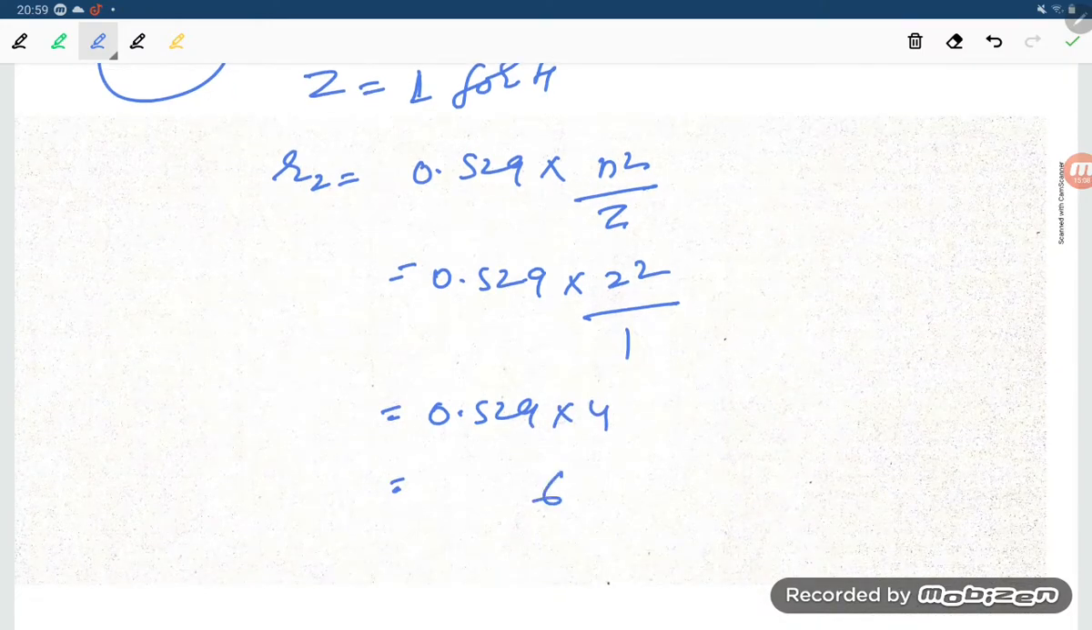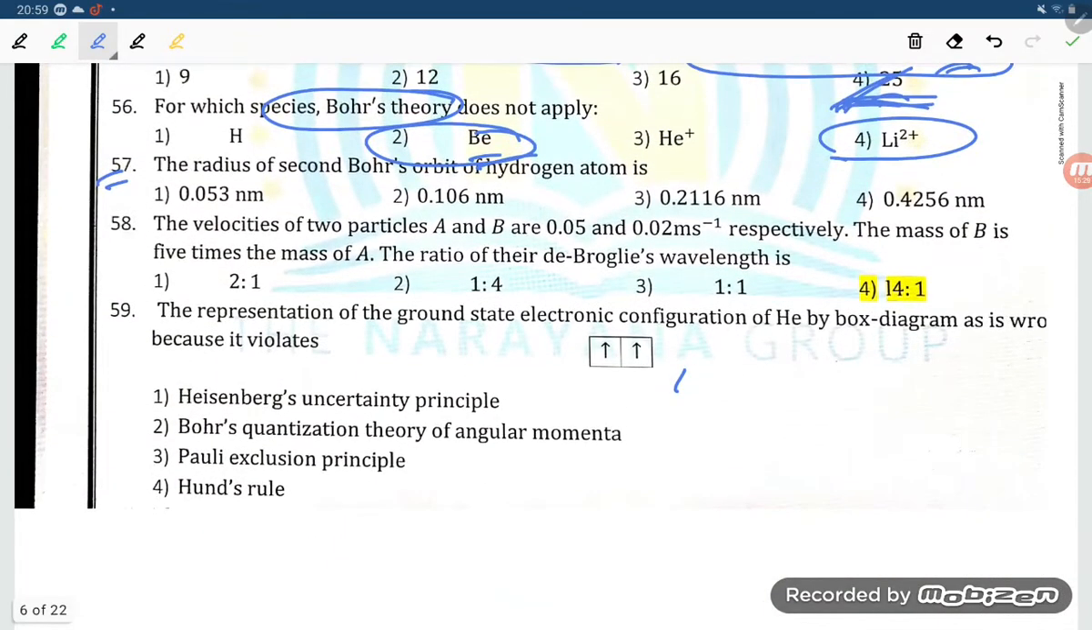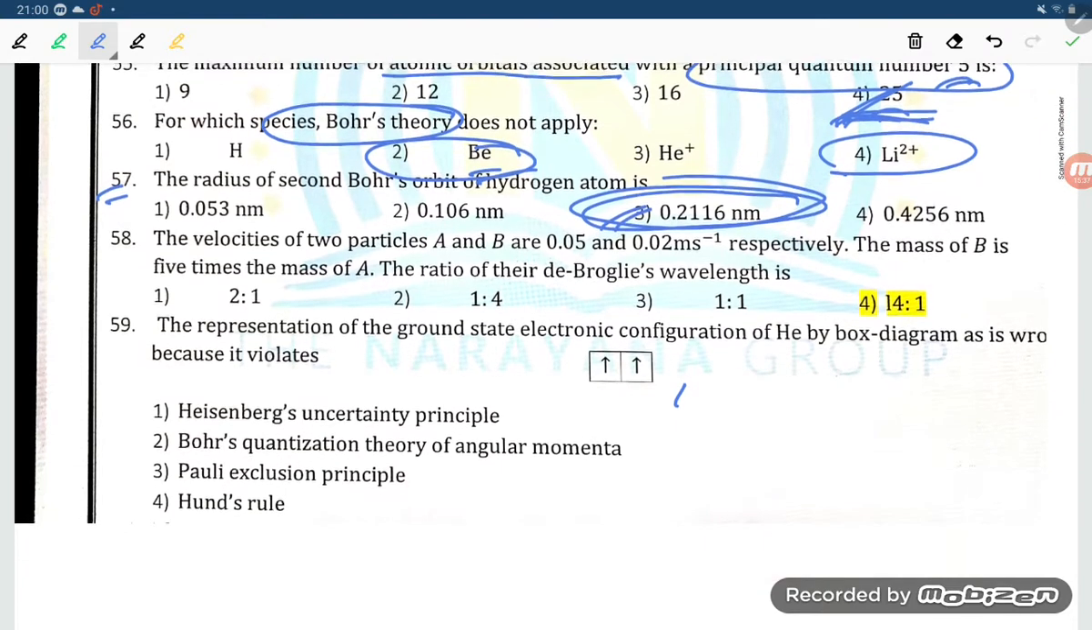4 9 is 36, and 4 2 is 8, 8 plus 3 is 11, that is 1, carry 1, 4 5 is 20, that is 21. After the 3 digit decimal, 1 2 3, the answer is coming 2.116 student. Which is the option? Option number 3, this one, 2.116 nanometer, is correct.